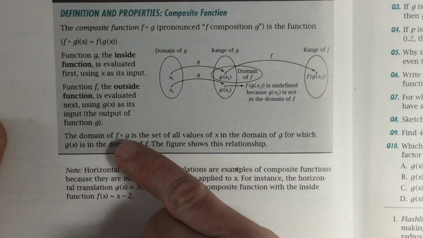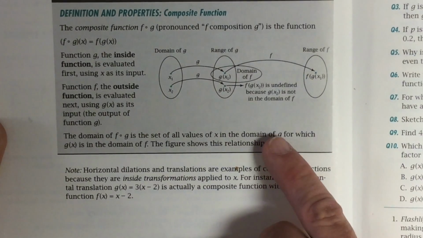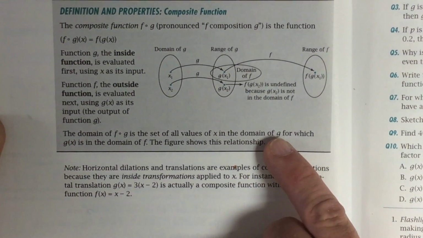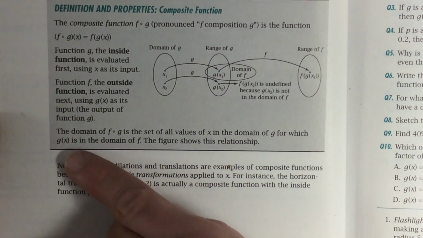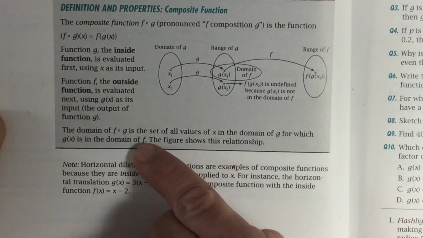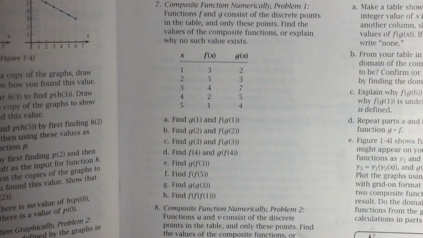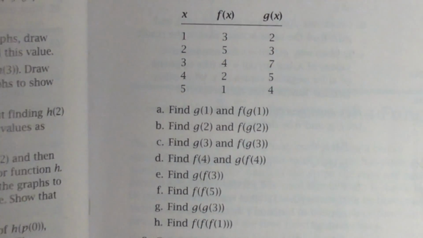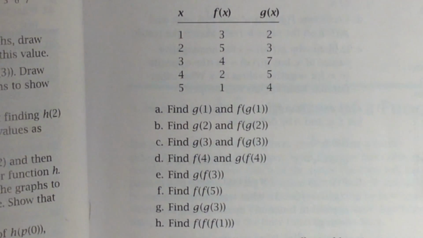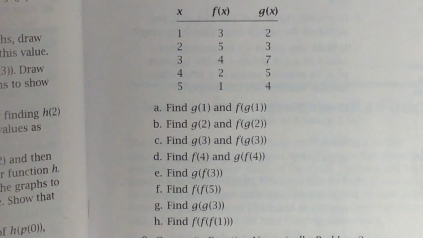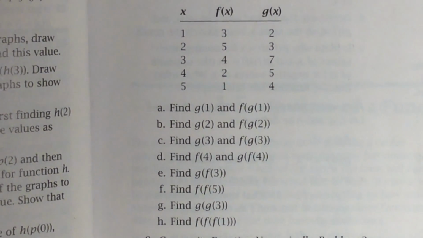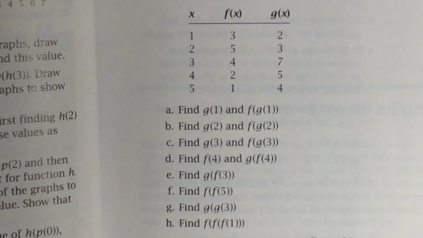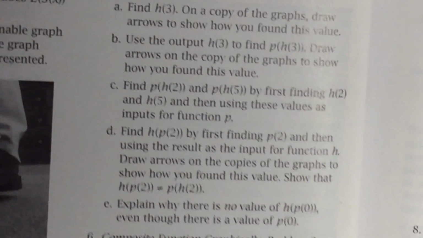Basically, the domain of the composite function is going to be all the values in the domain of G where the result of G is actually still in the domain of F. This is an example of the kind of problem that you should be able to do, where you're finding values for G of x, or f of G of x, or G of f of x. This is not commutative, by the way. F of G of x and G of f of x are different.